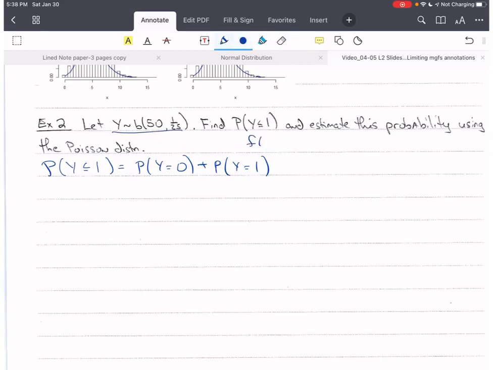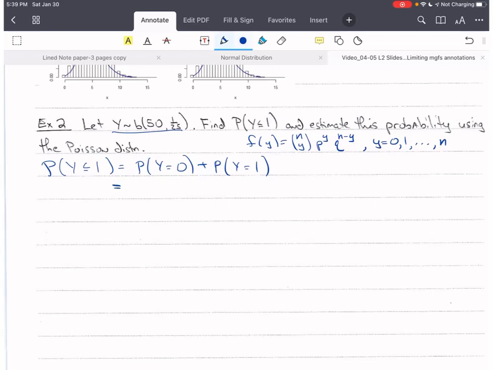So now f of y is equal to n choose y, p to the y, q to the n minus y, and y equals 0, 1, etc. You'll notice that the support only goes to n. All right. So the Poisson, at least their support overlaps. Okay?